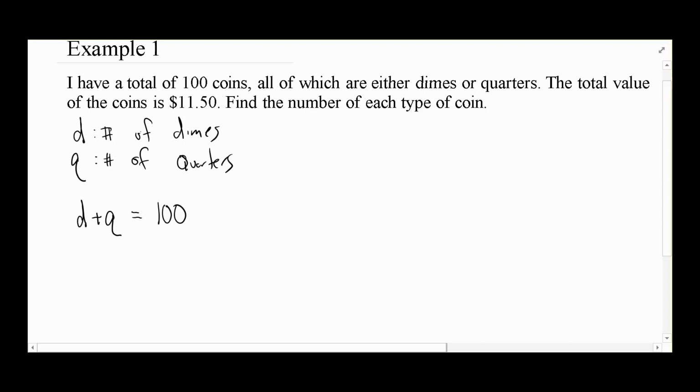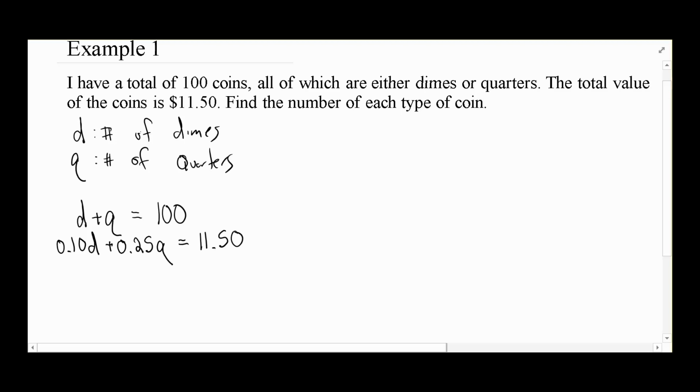But then the other piece of information is about the total value. The value of the coins is 1150. In this case, we're not simply going to say D plus Q, because D plus Q is not talking about the value from the dimes or the value from the quarters. I have to consider the fact that dimes are worth 10 cents. So for every dime I have, I'm going to multiply by 10 cents, or another way of saying that is 0.10 times the number of dimes. That's the value that I have from dimes. The value that I have from quarters would be 0.25 times the number of quarters that I have. Now, if I add those two values together, that's where I should get 1150.